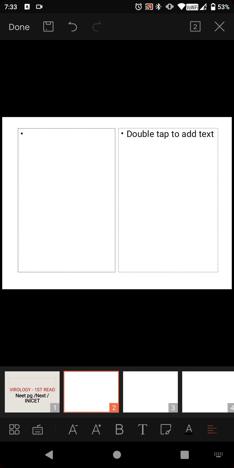Coming to the startings, this is the general virology, part 1. First we have to know about the classification. So classification is first, right? Basic classification: DNA virus, RNA virus.